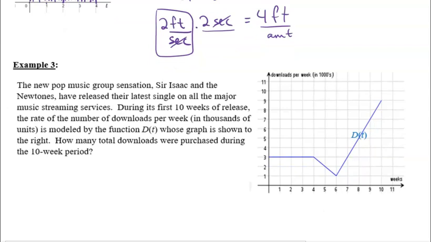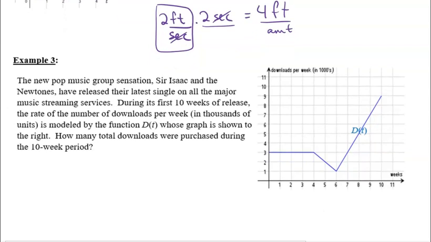So for this one right here, we've got Sir Isaac and the Newtons, okay? They release a single, and this graph shows the rate of the number of downloads per week. So d of t is a rate function, okay? Here's an important word here. It's a rate of the number of downloads per week, so downloads per week, in thousands. And the question is, how many total downloads were purchased during the 10-week period? Okay, pause it, try it, see if you can figure it out, and then resume.